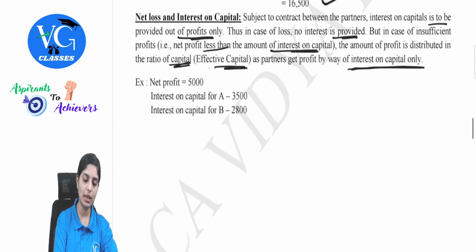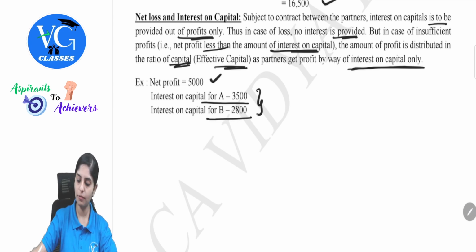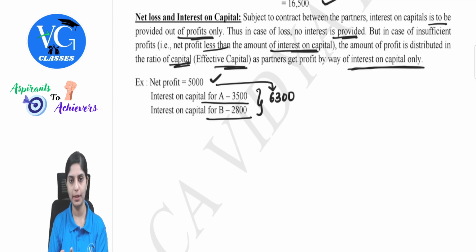See, net profit available is 5,000. There is interest on capital for A directly given, interest on capital for B directly given. Now, if I have to observe, what is the total? 3,500 plus 2,800. The total interest requirement is 6,300. How much is net profit available? It is just 5,000. So, net profit here is not sufficient with respect to interest on capital.